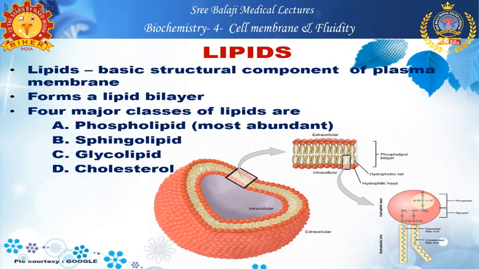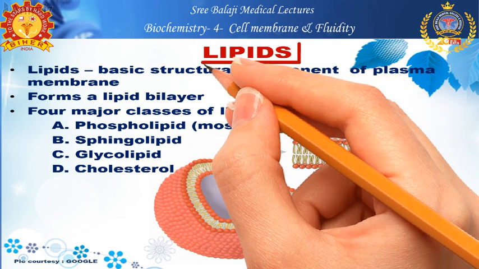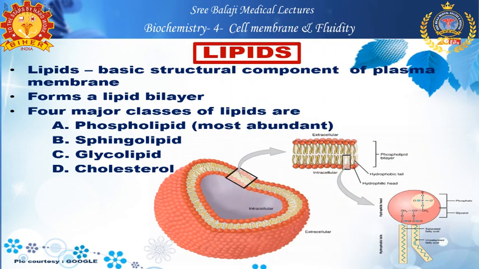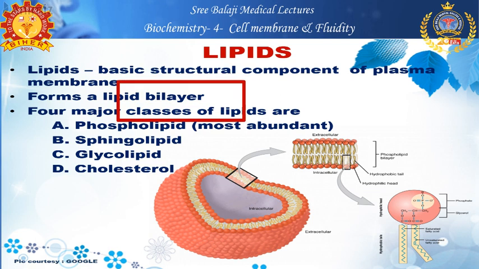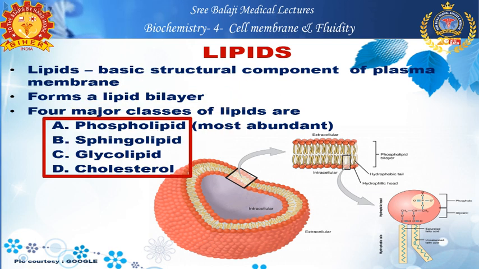So coming to the first biomolecule, which is lipids. Lipids give the basic structural component of the plasma membrane. They form a lipid bilayer. There are four major classes of lipids present in the cell membrane. The most abundant one is phospholipid. Next comes sphingolipid, then glycolipid, and another form of lipid known as cholesterol.